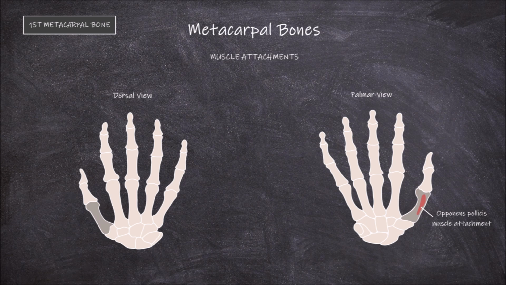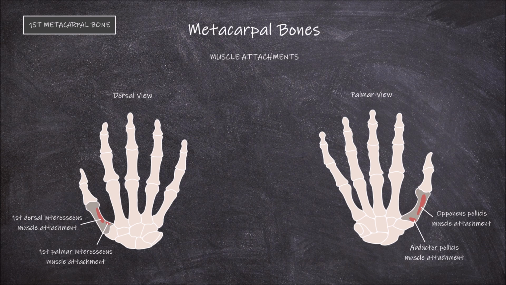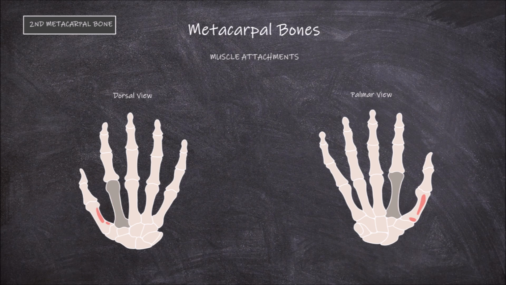The opponens pollicis muscle inserts onto the lateral side of the palmar surface of this bone. The abductor pollicis muscle inserts onto the palmar surface of the base of this bone. The first palmar interosseous muscle originates from the medial side of this bone. In addition, the lateral head of the first dorsal interosseous muscle originates from the medial side of the shaft of this bone. Now for the second metacarpal.